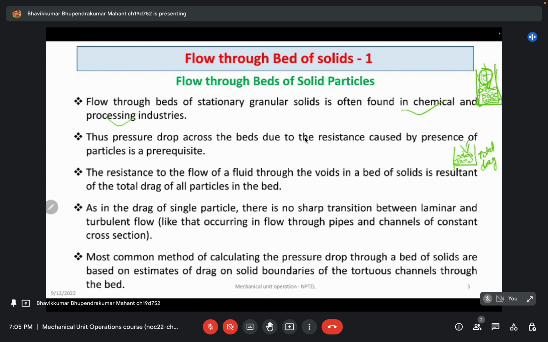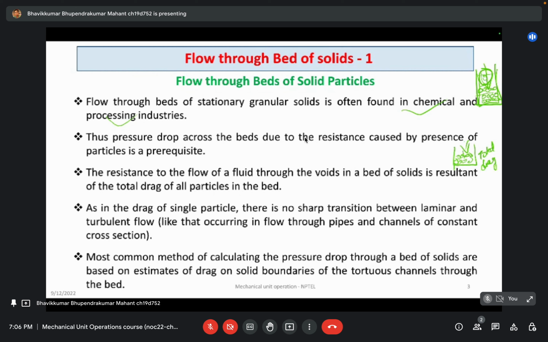As in the drag of a single particle, there is no sharp transition between laminar and turbulent flow, like that occurring in flow through pipes and channels of constant cross section. So for a single particle, you can consider that there should be a laminar region, and at high velocity there will be a turbulent region.